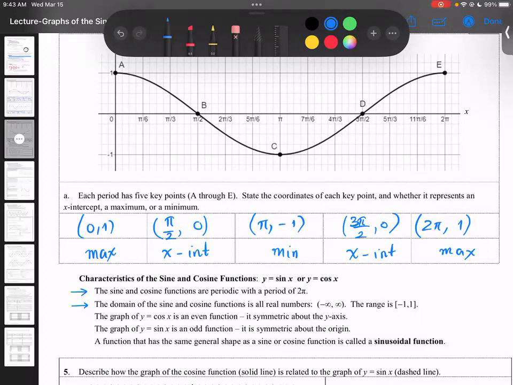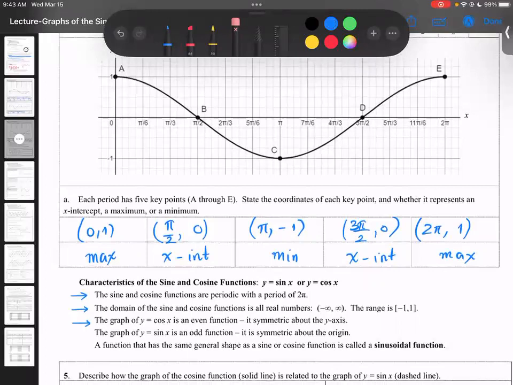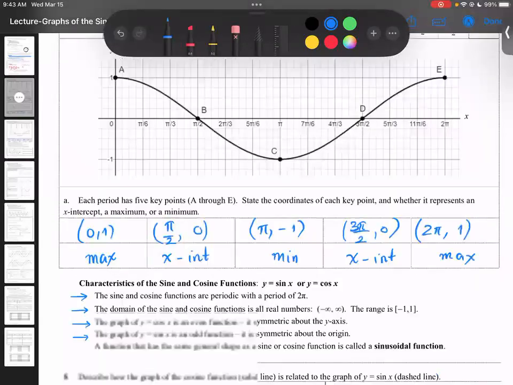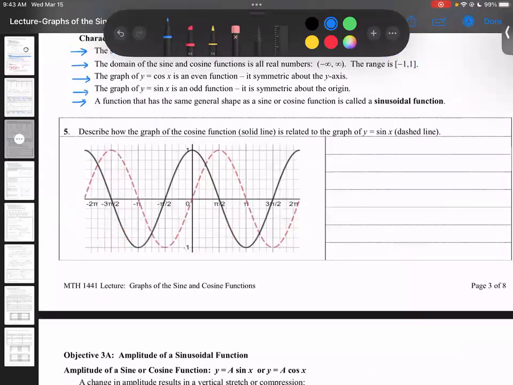The graph of cosine is an even function because it's symmetric about the y-axis. Say if you extend this out like that, it's exactly the same curve on the right side. Whereas sine x is an odd function, it's symmetric about the origin. If I keep extending it out, it's the mirror image of the left-hand side. It's not that you need to know, but the graphs of sine and cosine are called sinusoidal functions. You don't have to know that, it's not important. You can skip number 5.